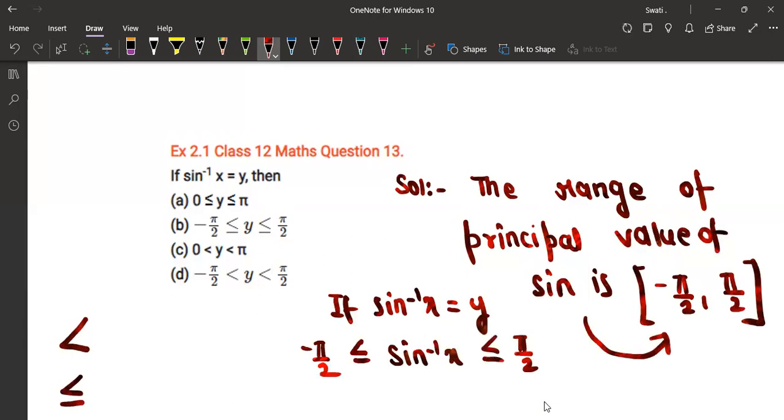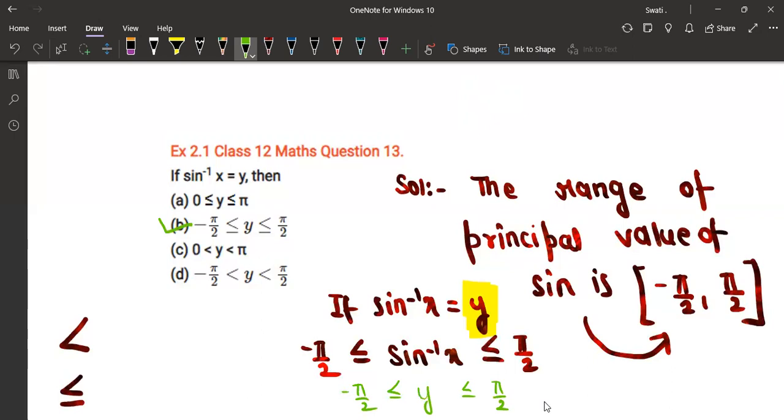But what is sine inverse x? Sine inverse x is nothing but our y. So below sine inverse x, I can write y. So this will become y. This will become minus pi by 2 to pi by 2. And of course, you can notice that this option is already given, which is option B. So therefore, the correct answer is option B.